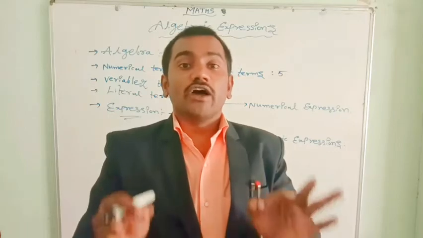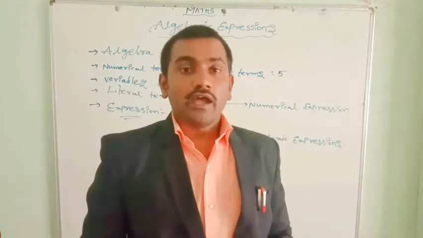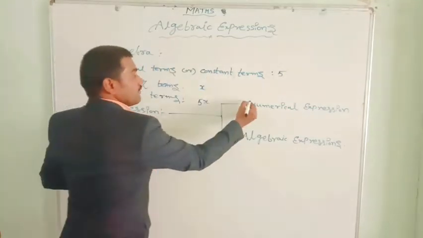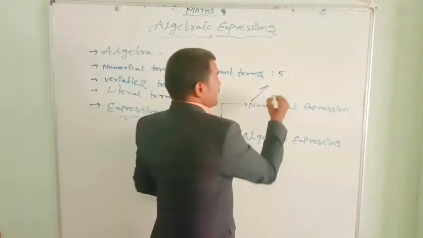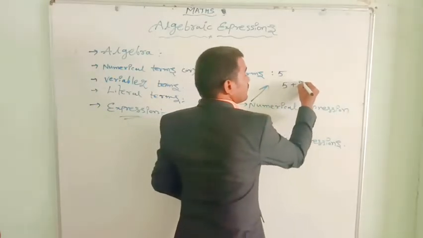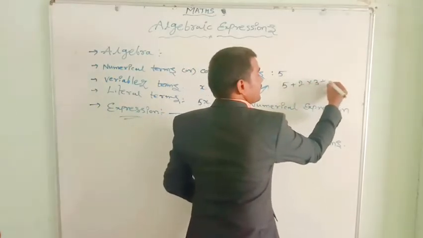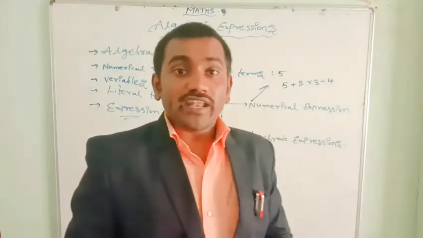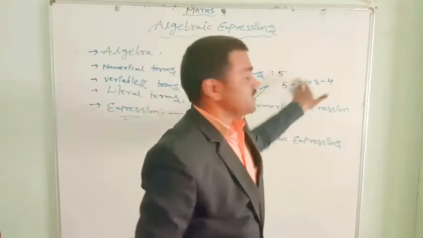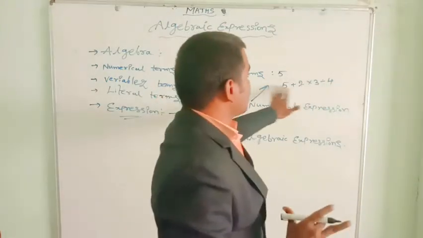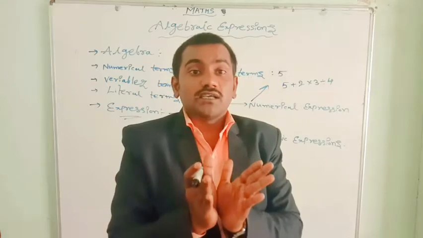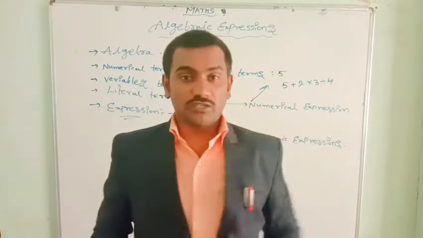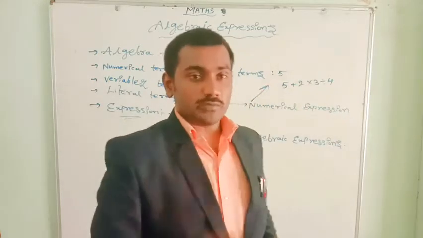What is the meaning of a numerical expression? A numerical expression is a simple one. For example, you can take 5 plus 2 into 3 divided by 4. This is completely known as a numerical expression. You cannot see any variables in this. Completely you have only constant terms. An expression which contains only constant terms is known as a numerical expression.